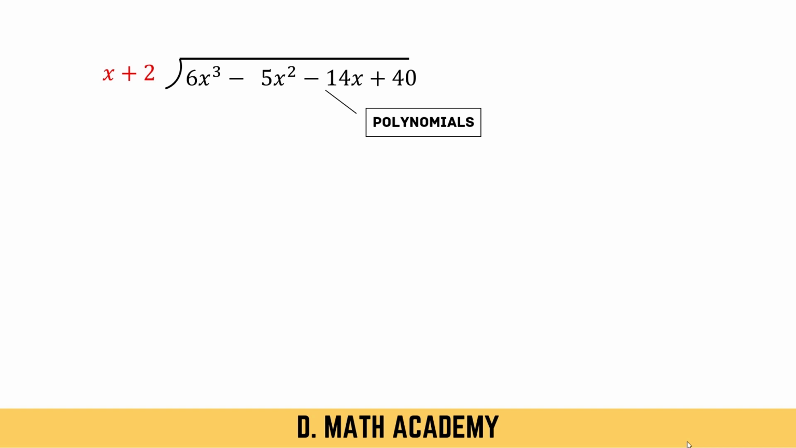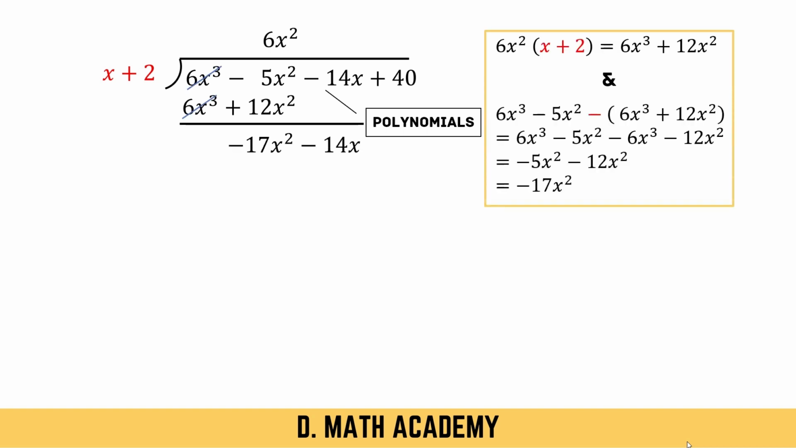Immediately I noticed that when my 6x squared multiplies with x, I will obtain a 6x cubed. And when my 6x squared multiplies with 2, I'll get plus 12x squared. Here comes the tricky part. In the normal division process that you learn in year 1 to 6, the relationship between the upper numbers and the lower ones is subtracting each other. The same thing is adopted here. So this is the full details.